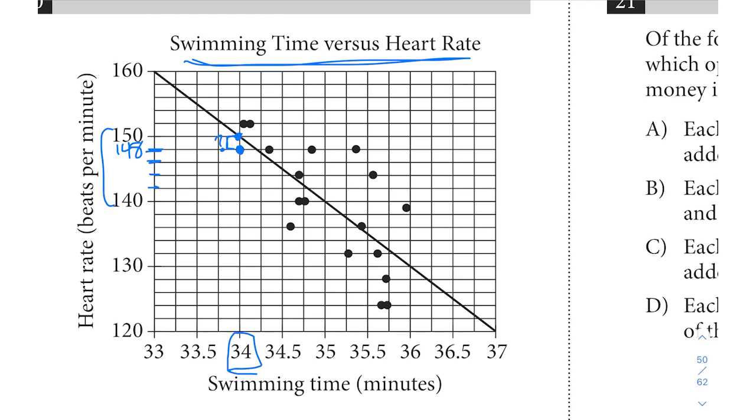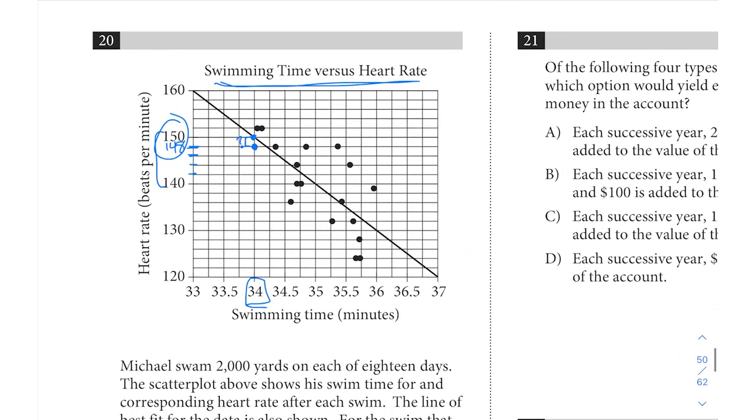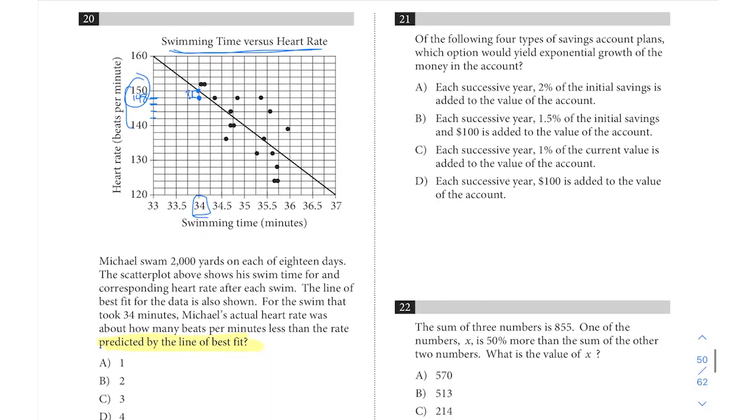That would be a value of 148. And the line of best fit, this point right here that's on the line, is right at 150. So we're looking for that comparison between 150 and 148. And here, if we want to know how many beats per minute less, well, as long as we can find those two data points, then we can tell that that is exactly 2 beats per minute less, which is answer choice B. Let's move over to question 21.